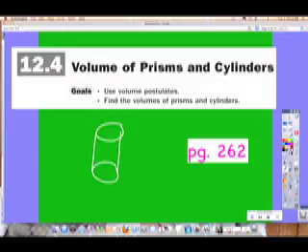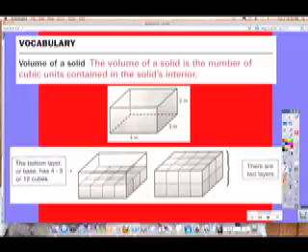Math. Use math. Okay, let's go through volume of prisms first. What you need to get down, guys: volume of a solid is always the number of cubic units inside it. So I found a picture of it.